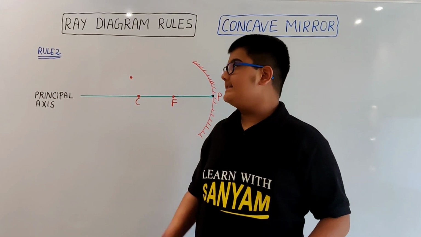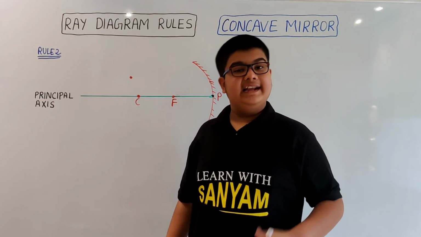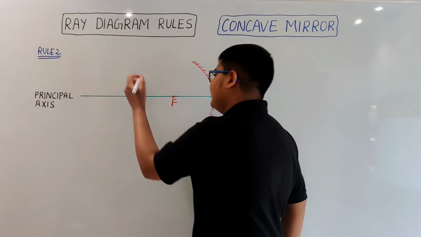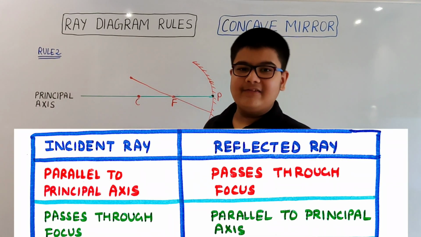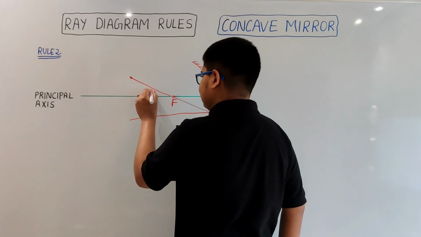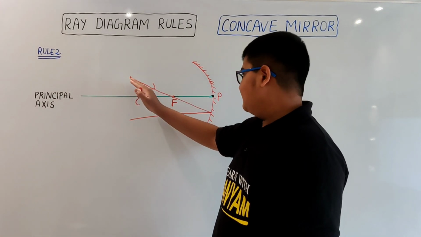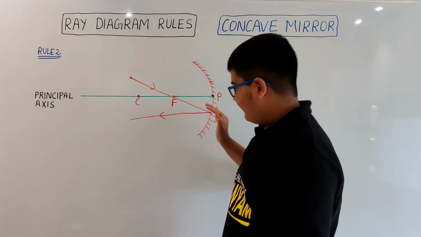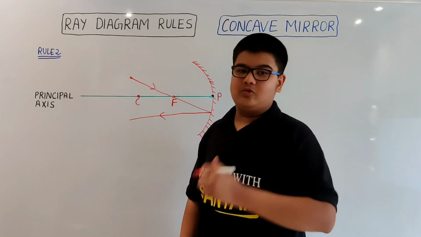Now let's discuss the second rule. The second rule is just the opposite of rule 1. It says that if the incident ray passes through the focus, then the reflected ray is parallel to the principal axis. So here I have drawn a ray that is passing through the focus. So the reflected ray is parallel to the principal axis. This is the second rule.